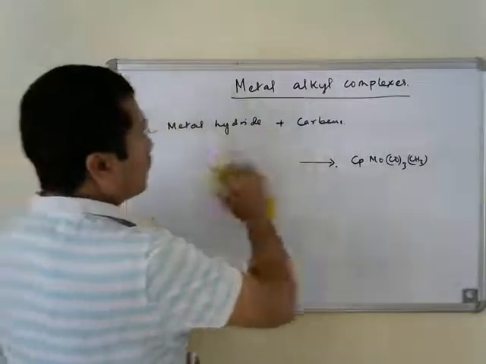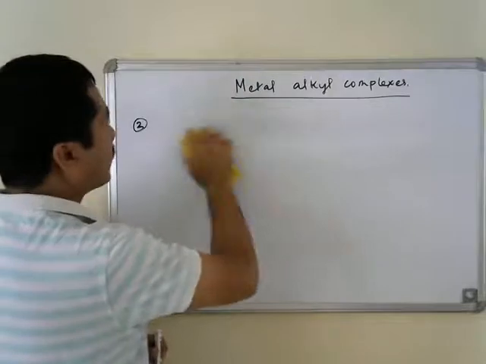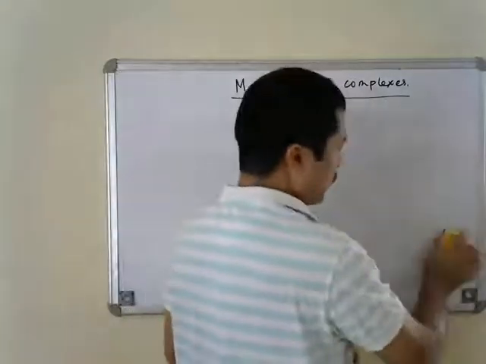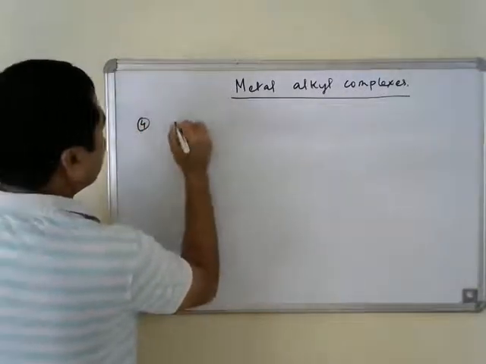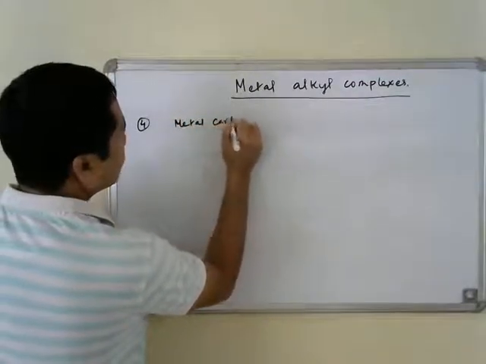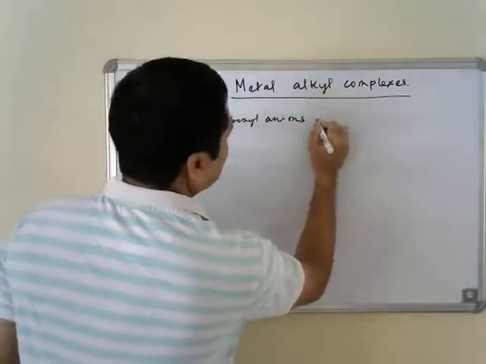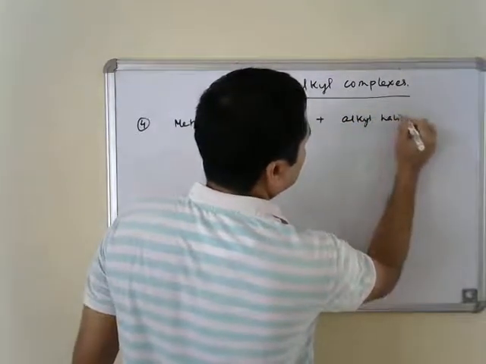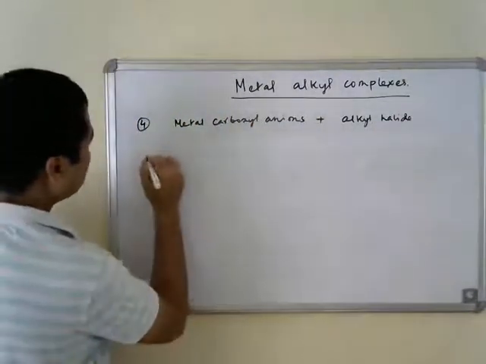Then another synthetic route for preparation of metal alkyls we have already seen during our discussion on reactivity of metal carbonyls or metal carbonyl anions essentially. So that is, we know the reaction of metal carbonyl anions with alkyl halides gives us metal alkyls.